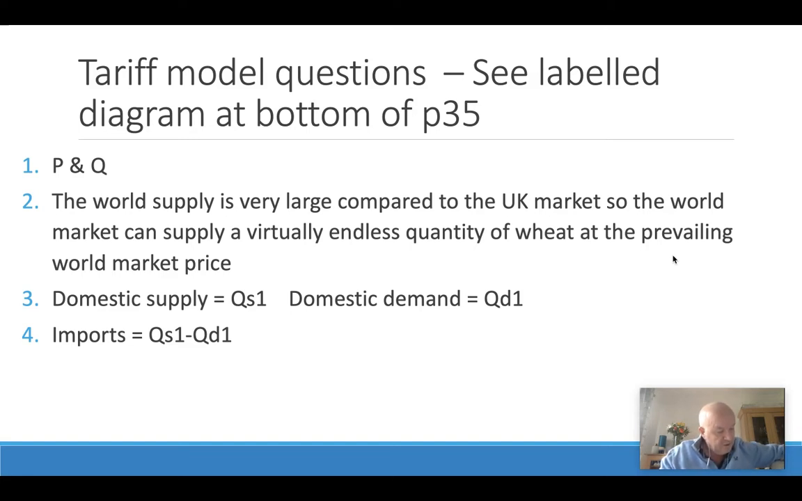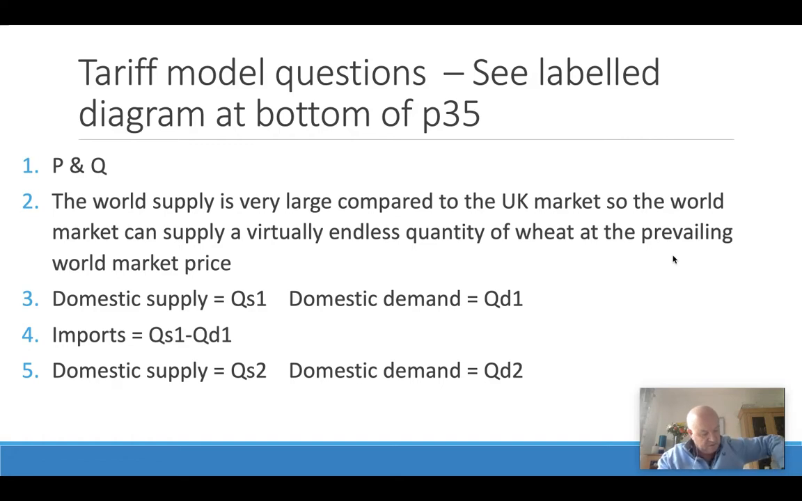Looking at question 5 then, what is the domestic quantity supplied and quantity demanded if the UK imposes a tariff on imported wheat which raises the price to PW plus T? And in that instance, that's where we've essentially included the tariff on the world price. And so in this instance, our domestic supply would move to QS2 and domestic demand would move to QD2. Okay, so obviously that would have a significant impact.